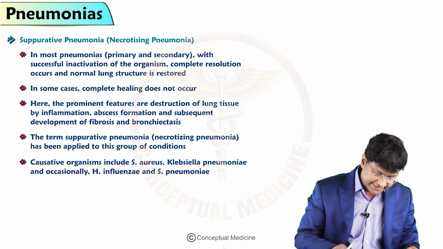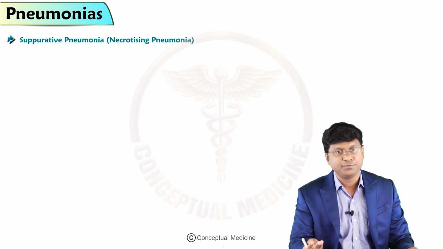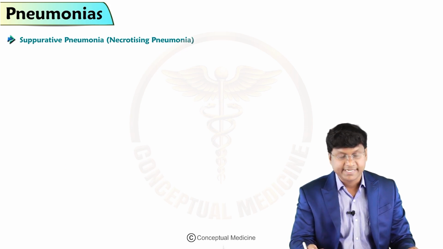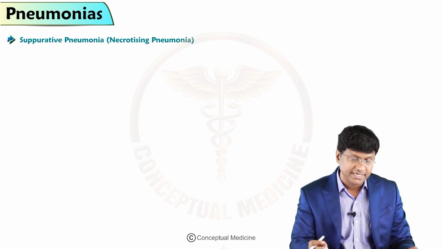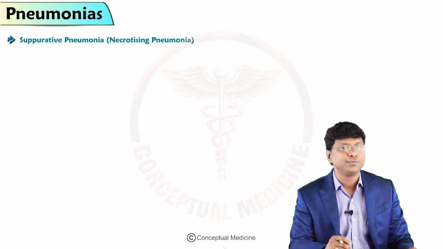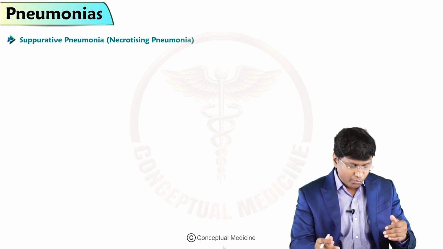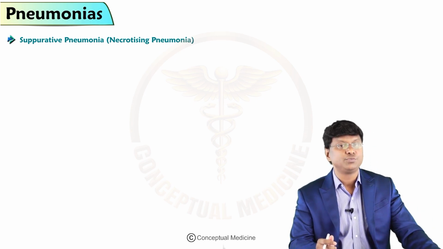Then followed by that, another form of pneumonia. So we have discussed primary pneumonias, where there is no underlying lung pathology, and secondary pneumonias, where an example is aspiration pneumonia, where there can be an underlying lung pathology as well. And the third one is suppurative pneumonias, which is also called necrotizing pneumonias. Now, when will this suppurative or necrotizing pneumonia occur?